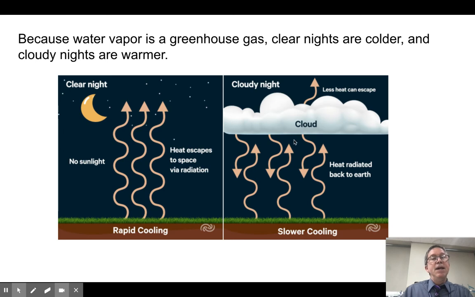Well, if there's clouds, what happens is that the cloud absorbs the infrared light leaving, warms up, and re-radiates that in both directions. Some of it gets radiated into space, but some of it gets radiated back down to the ground. So it slows down the rate at which the ground cools. And so over the course of the night, it doesn't get as cold. It's the greenhouse effect. And so most of us have noticed that, okay?